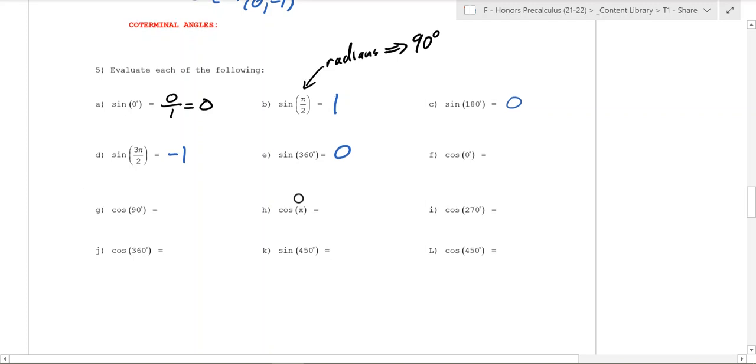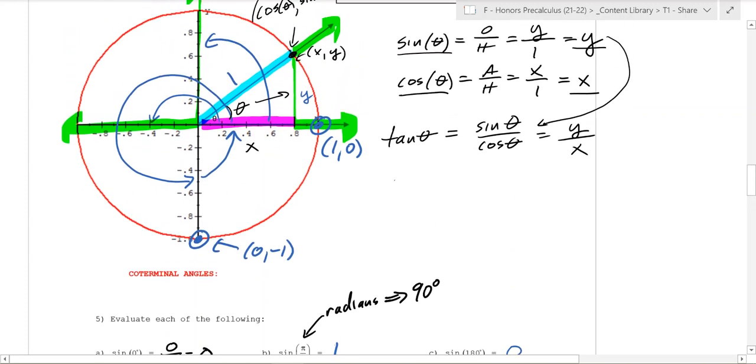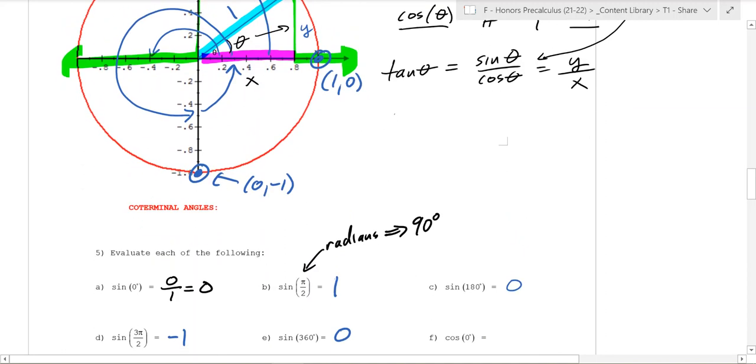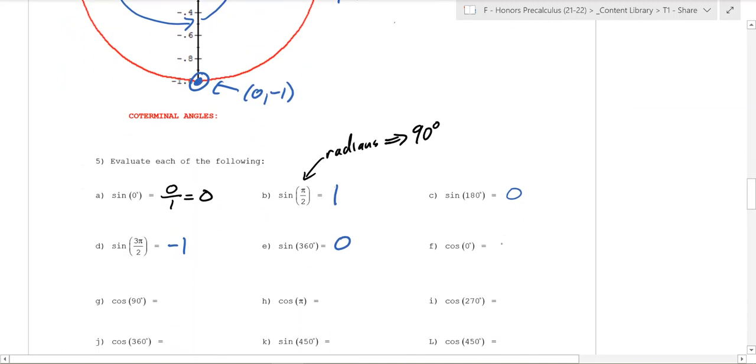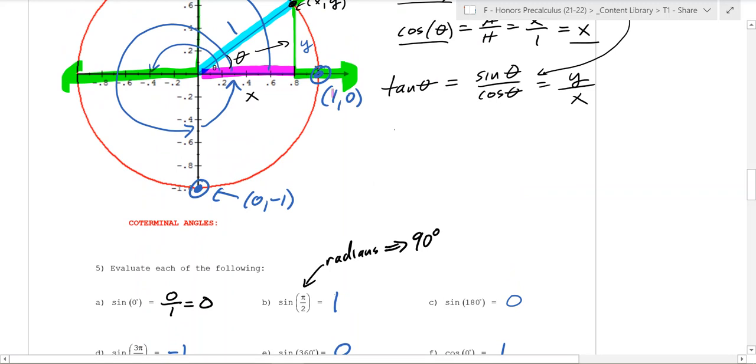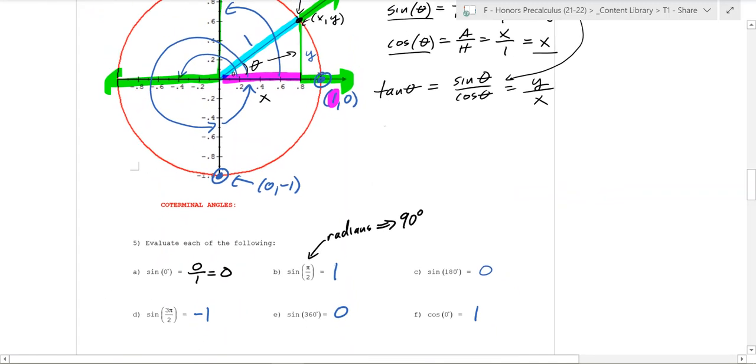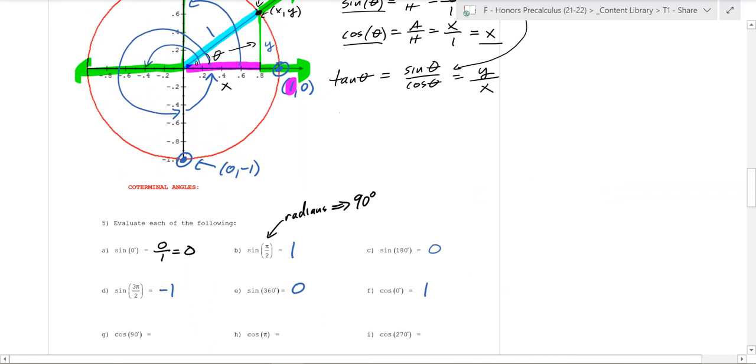Now what about cosine? Cosine is the adjacent, the x value of each of these points. So for cosine of 0, you're going to have an x value of 1, because this is the point you're at right here. And then when you go to cosine of 90 degrees, that's pi over 2 radians. What is the x value there? The x value there is 0. And then what is the x value when you're at pi, which is 180 degrees? That's negative 1, because that point right there is negative 1, 0.